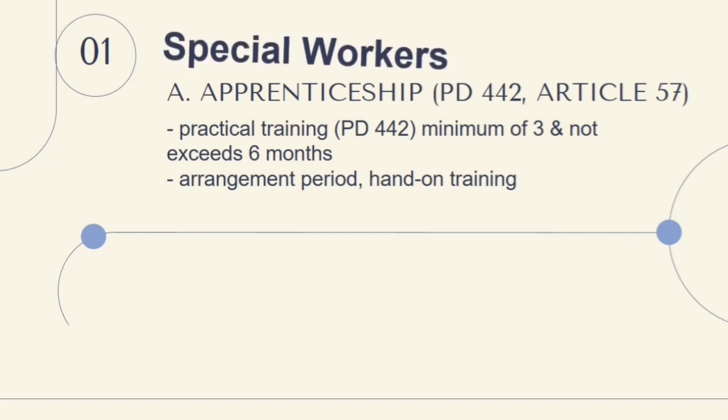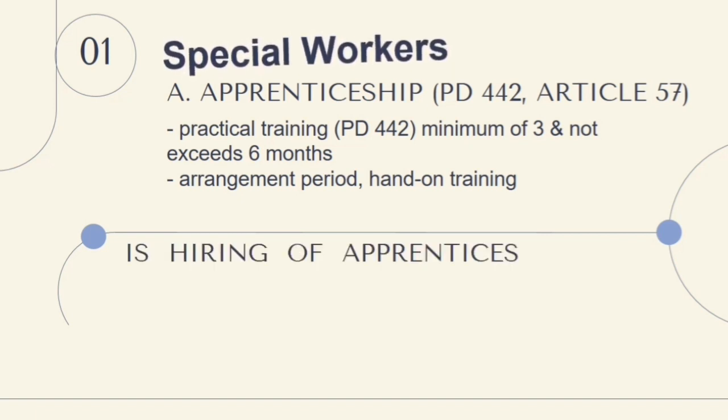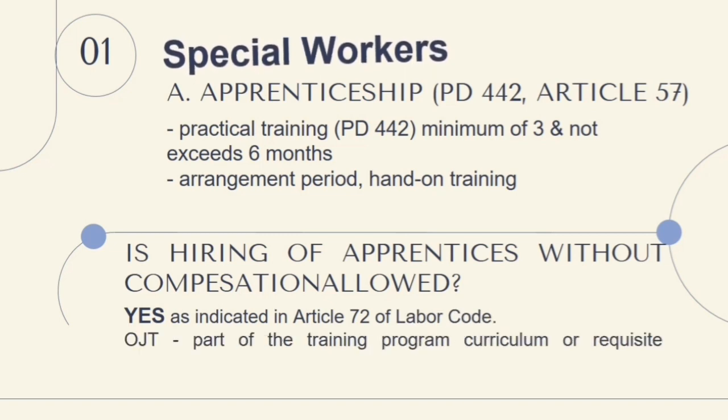So those workers who are apprenticeshable are those that falls within the age of at least 15 years old, and their wage rates should not be below 75% of the minimum wages. So I have a question, class. Is hiring of apprentices without compensation allowed?